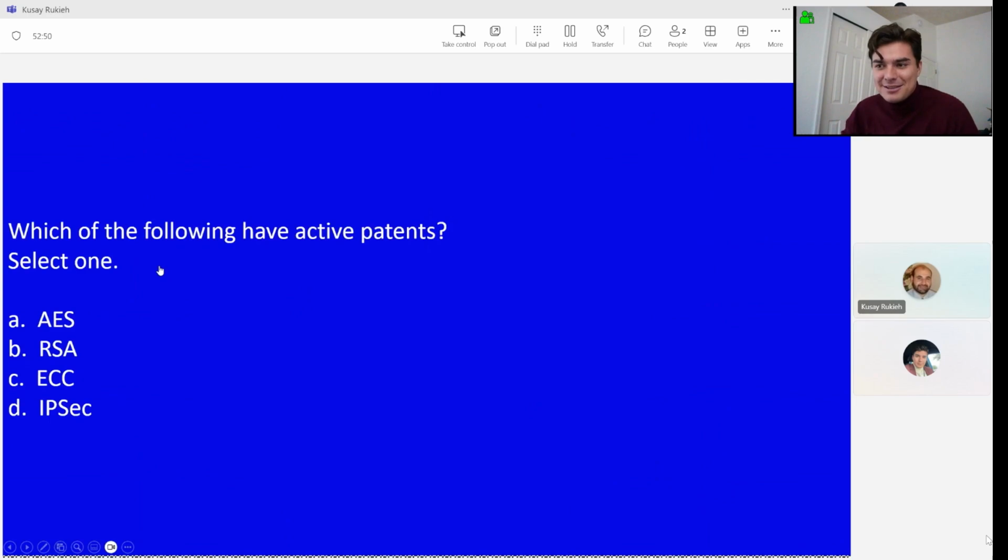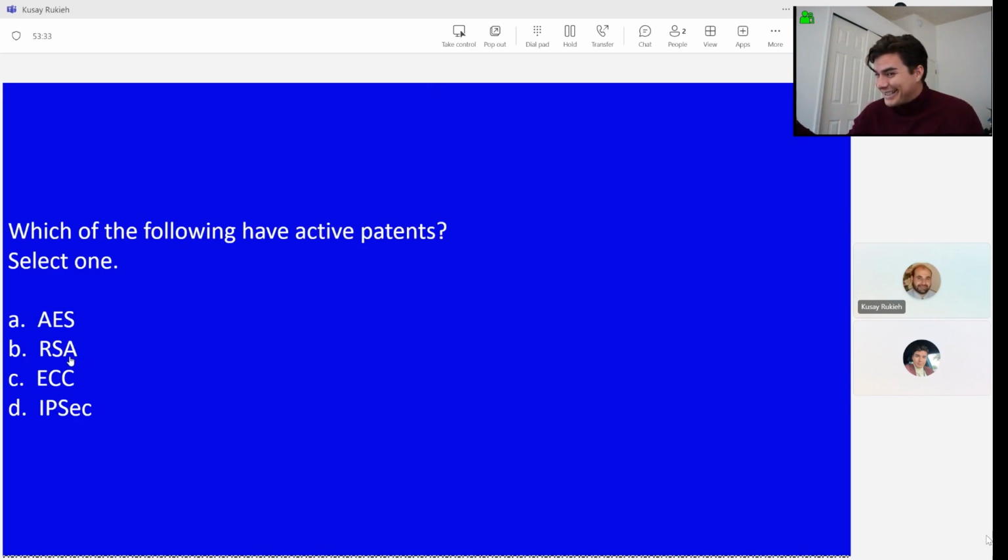Okay, let's go with standards and patents, $300. The last one. Which of the following have active patents? Active, huh? What's the latest technology? Who's the newest kid on the block that everybody loves to use nowadays? I don't know the answer to this one. Can I phone a friend? Okay, how about that? AES and IPsec, they don't have patents, right? So what's left is between B and C. I'm going to go with B.